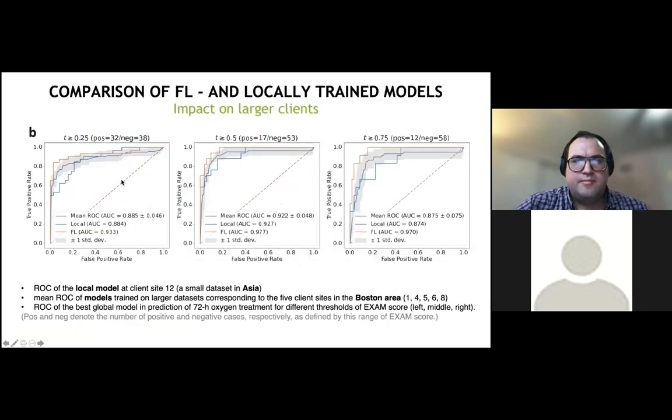Here again, some different thresholds for these different oxygen needs, evaluated on a smaller data set in Asia. In the gray bars we can see the performance of five different models trained on local data from a larger hospital in the US. While in orange, we can see the global model performance outperforming all of these locally trained models.